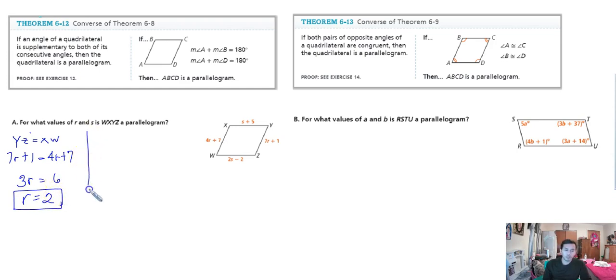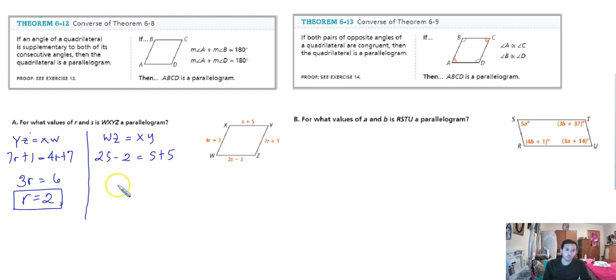Next, we also have WZ equal to XY. The measurement of WZ is 2S minus 2. So 2S minus 2 is equal to XY, which is S plus 5.